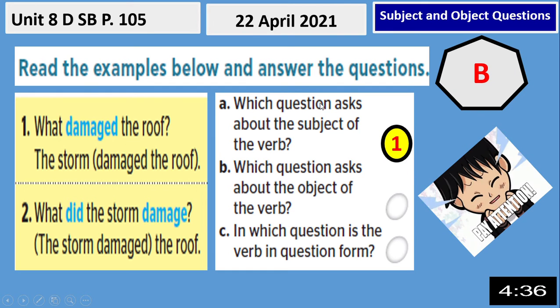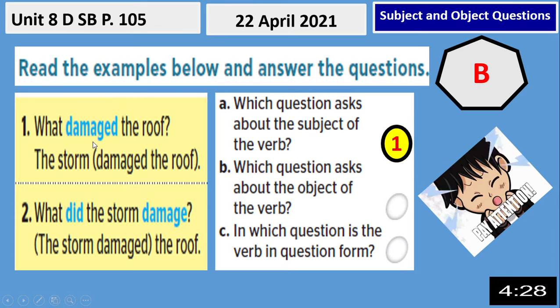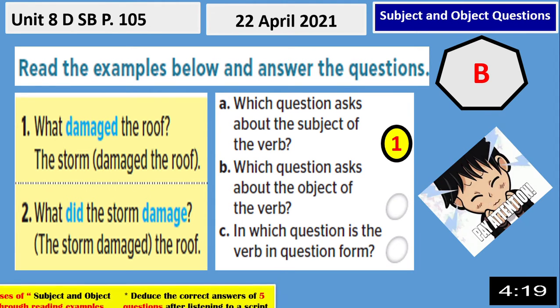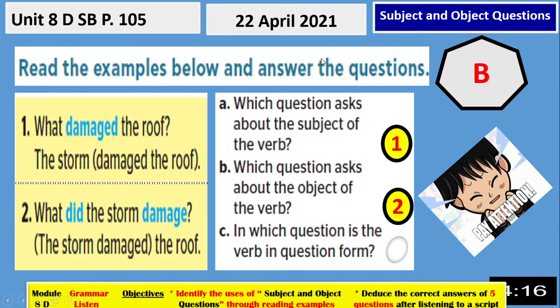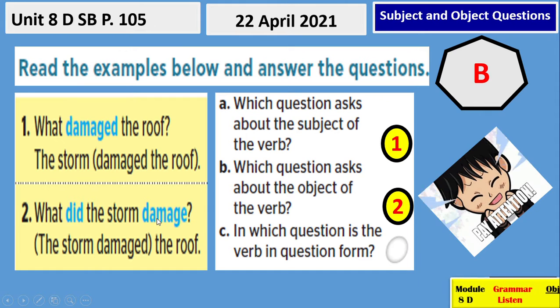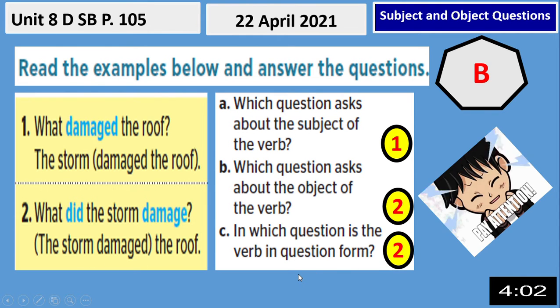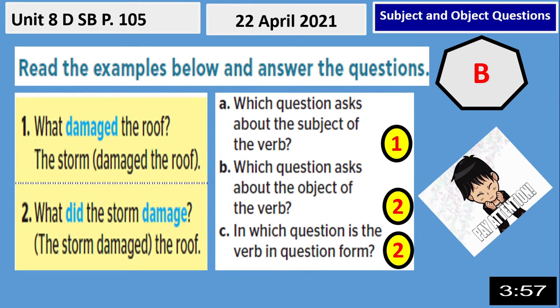Yes, let us see. For number 1, which question asks about the subject of the verb? The verb here is what? Damage, which is destroy, that's right. So I have here damage. What is the subject for this action? The answer was the storm, that's right. Let's continue. What about number 2? Which question asks about the object of the verb? What is the object? The storm. So the answer is number 2. And which question has the verb and the question form? Again, the answer is sentence number 2. I have the verb and the question.